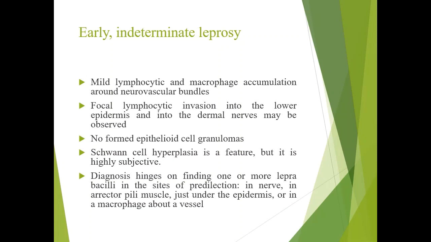Schwann cell hyperplasia is a feature, but it is highly subjective. Diagnosis hinges on finding one or more lepra bacilli in the sites of predilection, which include nerves, arrector pili muscle, just under the epidermis, or in the macrophages above the vessel.